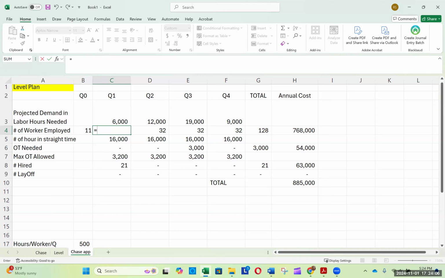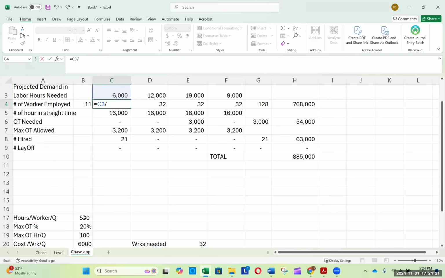Okay. And number of workers needed is going to be, let's figure out. This number divided by each worker can contribute 500 hours. It gives you 12. It is a good round number, but let's not take a chance. Let's write down a round up formula just in case it's not a whole number. It will round it up to the nearest number.